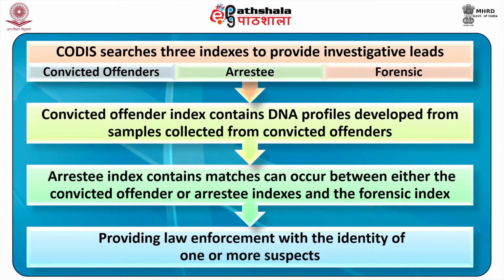The convicted offender index contains DNA profiles developed from samples collected from convicted offenders. Arrestee index matches can occur between either the convicted offender or arrestee indexes and the forensic index, thereby providing law enforcement with the identity of one or more suspects.